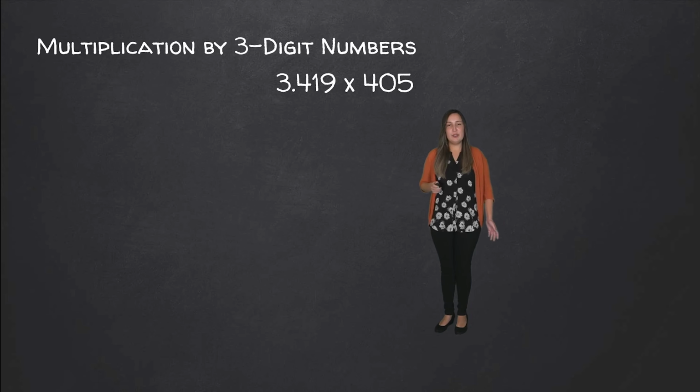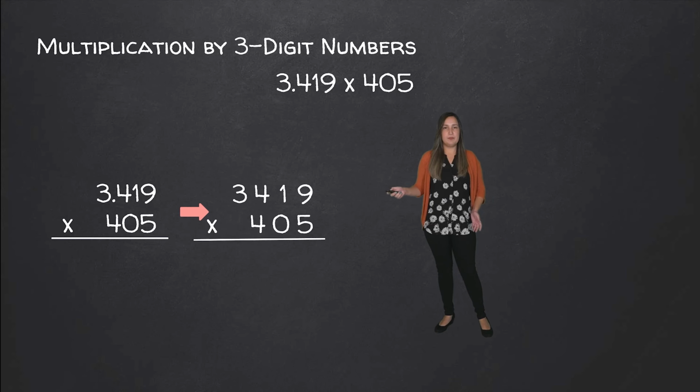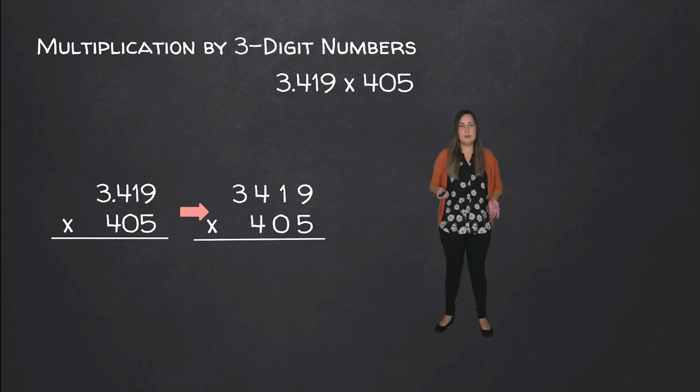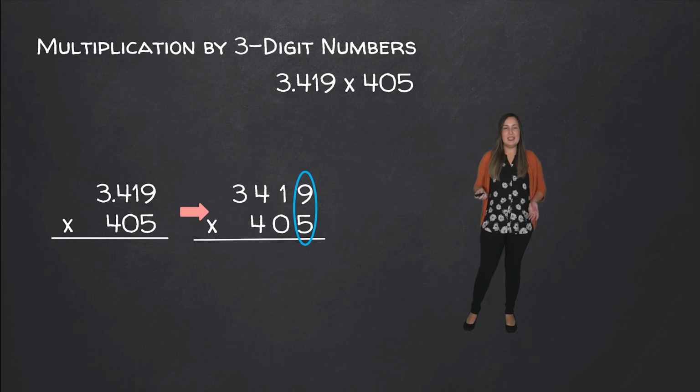So let's do another example. Here we have 3 419 thousandths times 405. First, we're going to write this vertically. Then, we're going to rewrite it without any decimals. And then we're just going to multiply normally. So 5 times 9 is equal to 45. Bring down the 5, bring up the 4, and then we're going to do 5 times 1, which is 5, plus the 4 makes that 9.